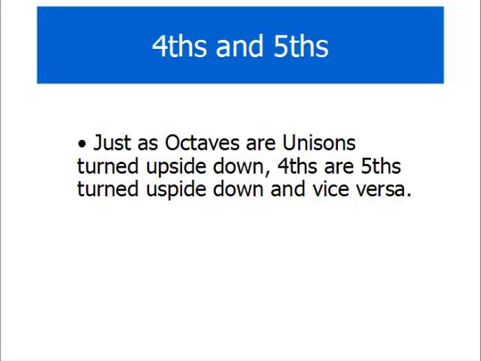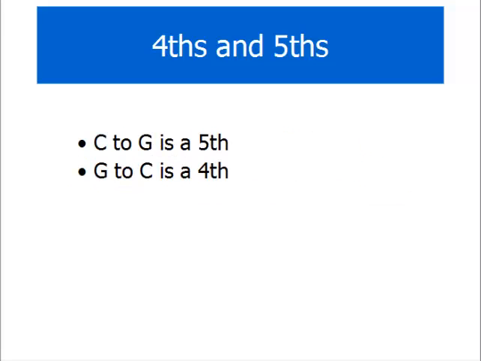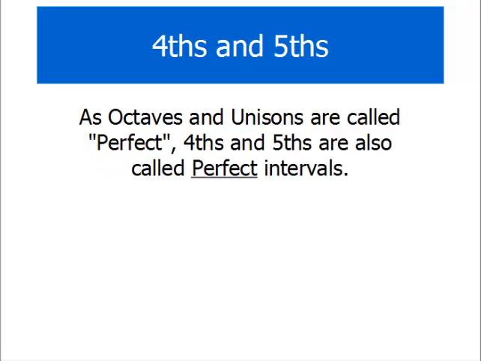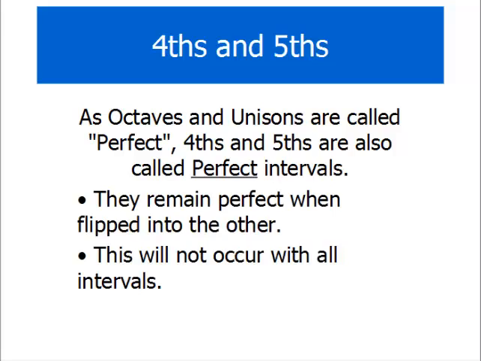So just as octaves are unisons turned upside down, fourths are fifths turned upside down, and vice versa. C to G is a fifth. G to C is a fourth. As octaves and unisons are called perfect, fourths and fifths are also called perfect intervals. They remain perfect when flipped into the other. This will not occur with all intervals. Other intervals will tend to change their names from major to minor.